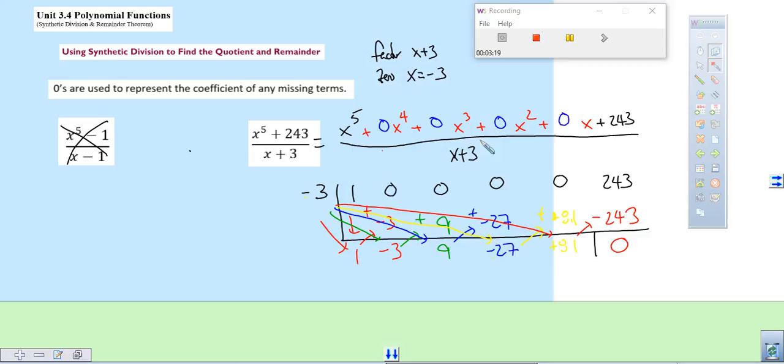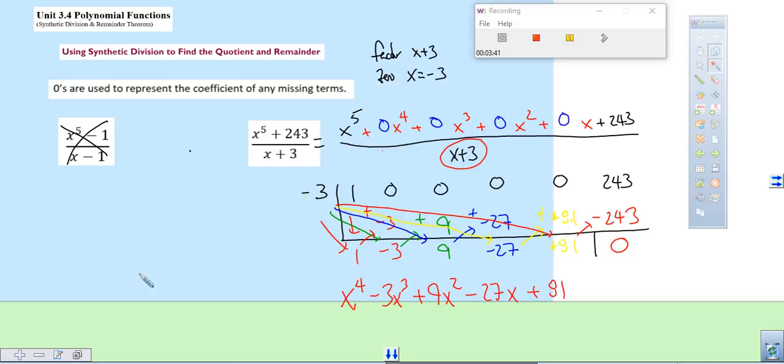So if we divided x plus 3 into this nasty polynomial, our quotient would be x to the fourth, because we started as x to the fifth so we go down 1 degree, minus 3x cubed, plus 9x squared, minus 27x, plus 81, with a remainder of 0. All right, so that's using synthetic division to plug that in.